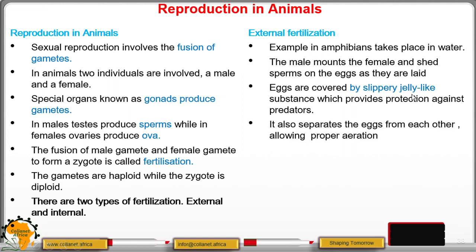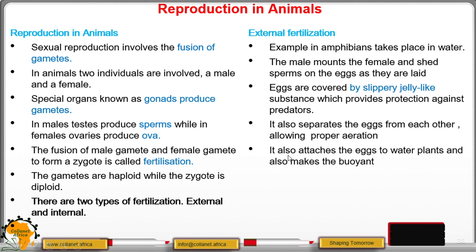Now, apart from providing protection, the slippery jelly-like substance also separates the eggs from each other to allow circulation of air within the eggs. The substance also attaches the eggs to water plants and makes them buoyant so that they can float on water, and as they attach to water plants, it ensures that these eggs are not swept by the water currents. In the process, many eggs are released so that it can increase the chances of survival.